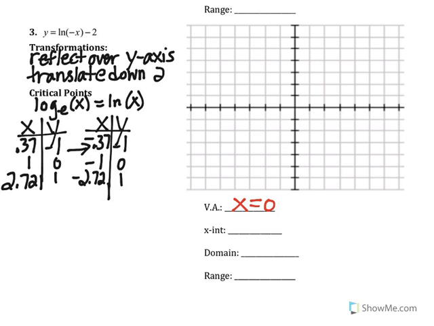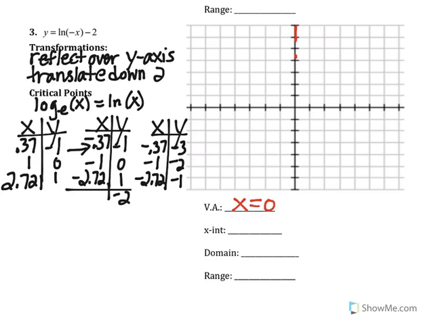Now usually I recommend doing that in a separate table. If you did it all in one shot, you actually would be okay in this situation. But as usual, just be careful because it doesn't always work for every situation. So it'll be -0.37, -1, -2.72. And then we're going to have -3, -2, and -1.